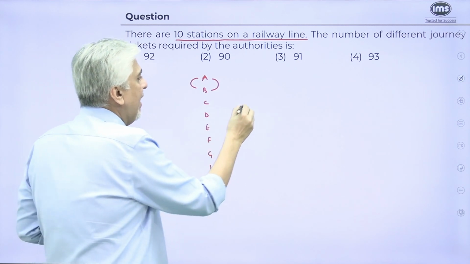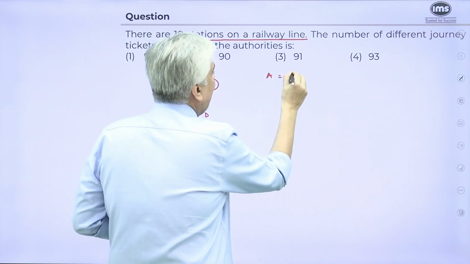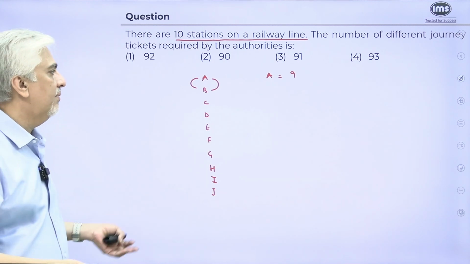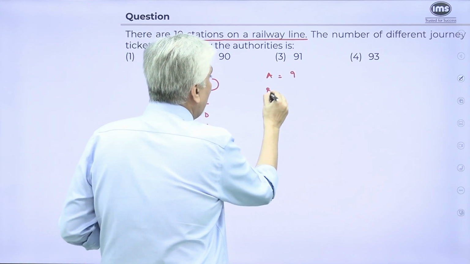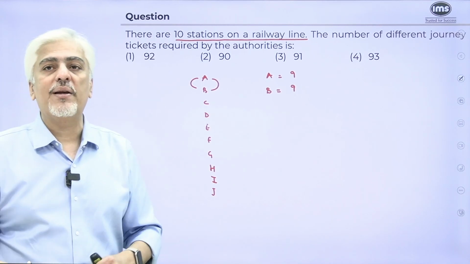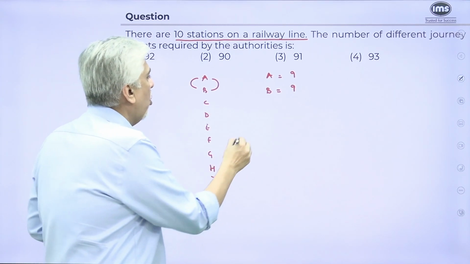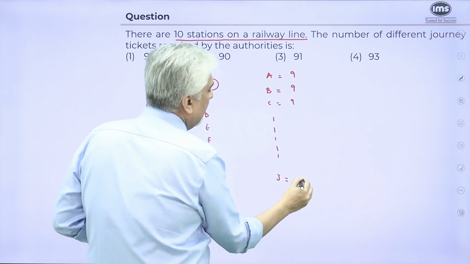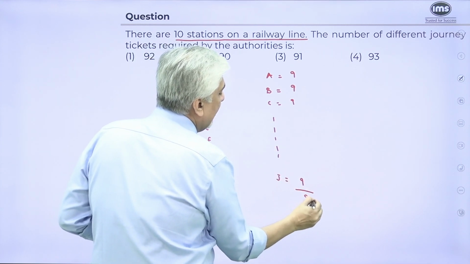So for A, I'll have to make 9 tickets. From A to B, A to C, A to J. Same way from B also, I don't have to make 8, I have to make 9 only, because B to A is a different ticket from A to B. And that way for all the stations there will be 9 tickets. Total number of tickets is 90.